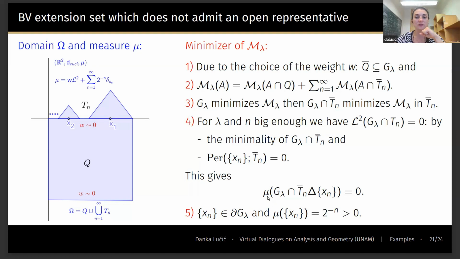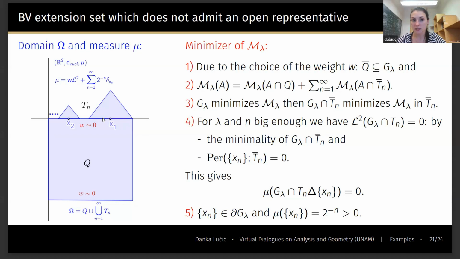And this is giving you that in measure, your minimizer intersects this triangle Tn, for n big enough, only in this common part. And what does this mean? This means that the point xn has to belong to the boundary of your minimizer, and the point has weight which is non-zero. So in this way, you have shown that the boundary has positive measure, so this minimizer does not have an open representative.